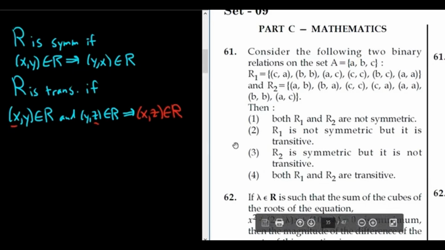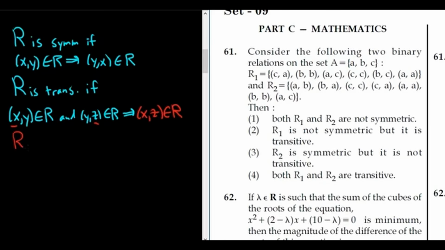Okay, so we have a couple choices. The first one says R1 and R2 are not symmetric. The second one says R1 is not symmetric but is transitive. The third one says R2 is symmetric but not transitive. And the last one says both R1 and R2 are transitive. Let's maybe start with R1.